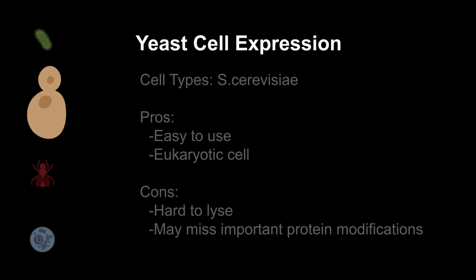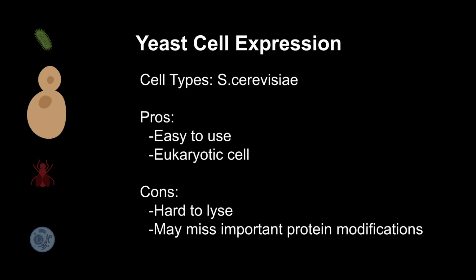In yeast cell expression, scientists typically use S. cerevisiae, also known as baker's yeast. Similar to bacterial cell expression, yeasts also offer a cheap and easy method to express recombinant proteins with the added benefit of yeast also being a type of eukaryotic cell. However, using yeast cells also comes with its own set of challenges. For instance, yeast cells are very challenging to lyse, making cell harvesting and isolating of proteins difficult. Yeast cells are also still very different from animal cells, meaning important protein modifications or accessory proteins might be missing.